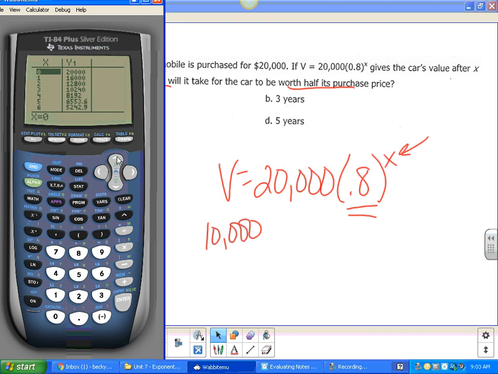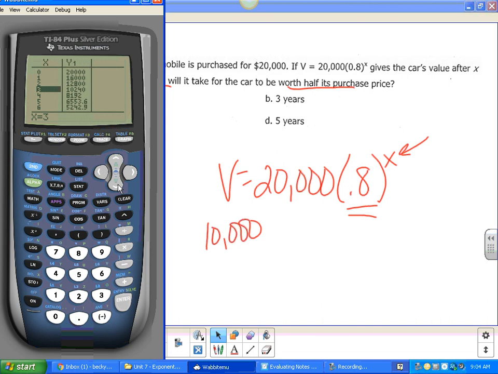So what happens after year 1? Well, it's gone down $4,000. And then year 2, it's gone down a little over $3,000. And then year 3, it's gone down a little over $2,000. So it's decreasing at a decreasing rate. That's what makes it exponential. So it loses more of its value up front, and then after a while it loses less and less.